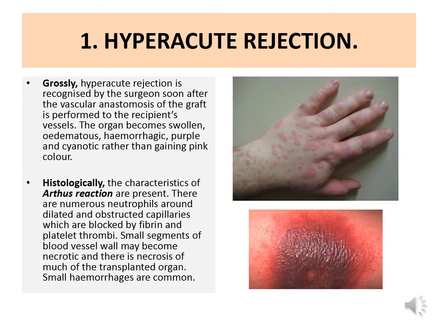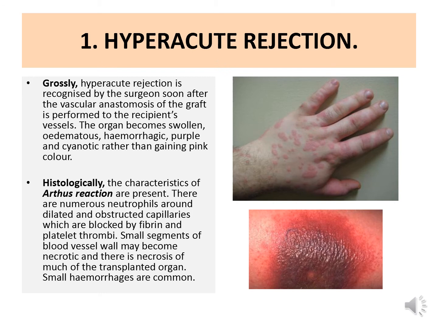Let's discuss the morphology of all these reactions and start with hyperacute rejection. Grossly, hyperacute rejection is recognized by the surgeon soon after vascular anastomosis of the graft in case of transplantation. So the surgeon can see that the organ becomes swollen, edematous, hemorrhagic, purple and cyanotic rather than gaining pink color.